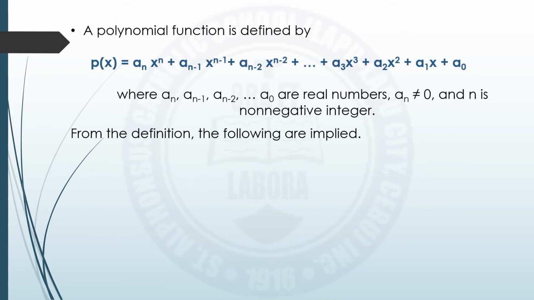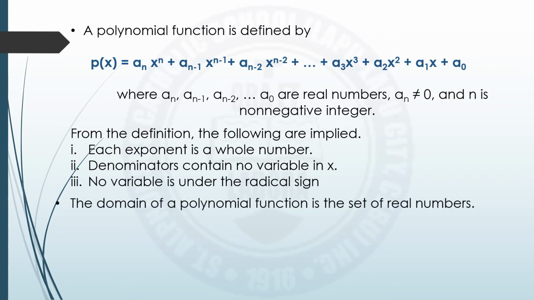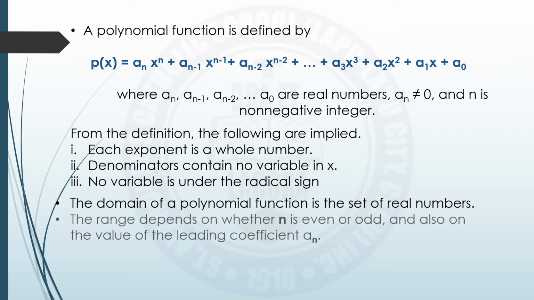From the definition of a polynomial function, the following are implied. Each exponent is a whole number. Denominators contain no variable x. No variable is under the radical sign. The domain of a polynomial function is the set of real numbers.